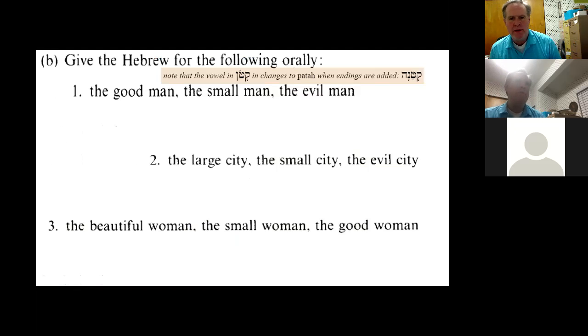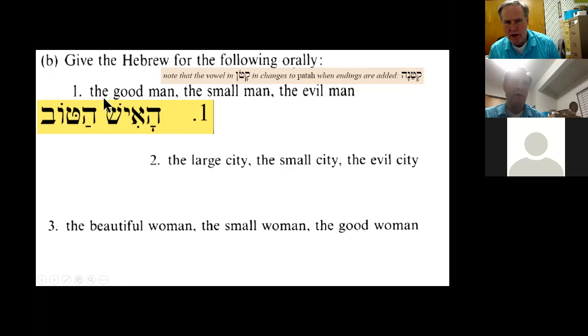The good man. The word for man was ish. What was the word for good? That would be tov. And if you have a 'the', it goes before both of those words, and you put the noun before the adjective. So it would be ha-ish ha-tov. The small man.